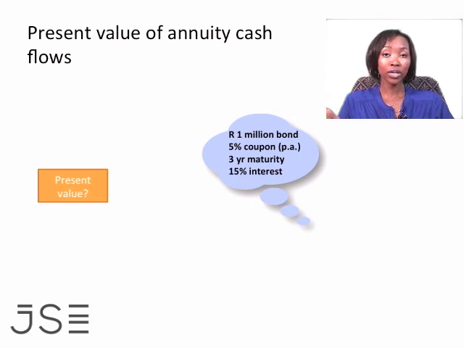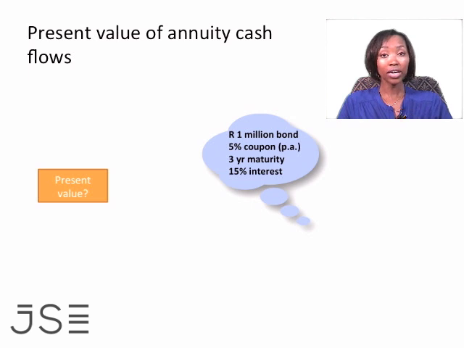As we've spoken about in the first module on bonds, when you invest in a fixed coupon bond like this one, at the end of maturity, you will also be getting back your 1 million rand that you've invested. Okay? So let's continue.